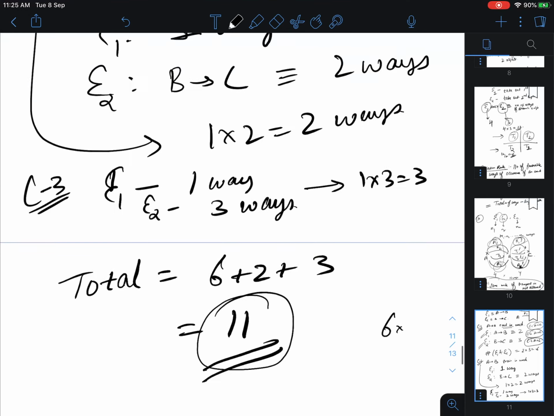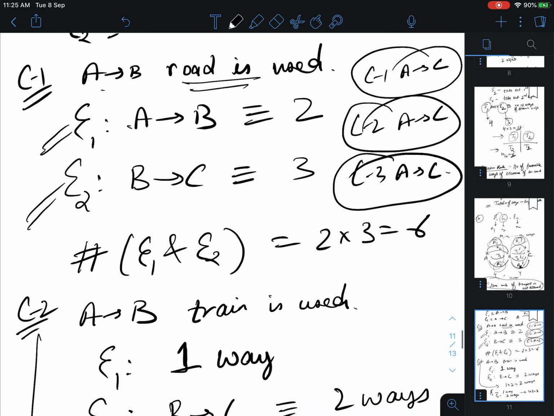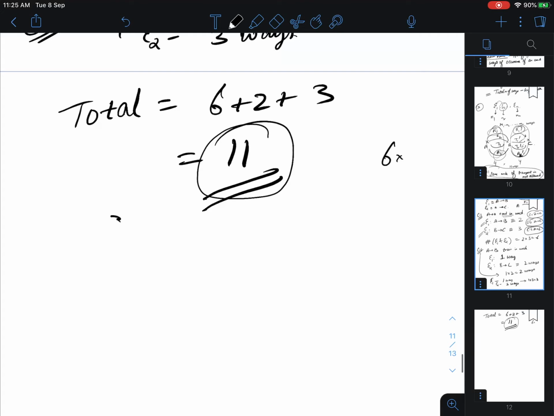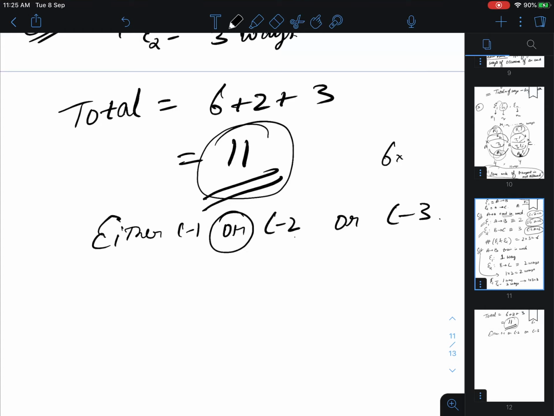You can have either case 1, or case 2, or case 3. It is not possible that case 1 can happen together with case 2, and case 2 together with case 3. That's why we are not multiplying. This is not 'and', this is 'or'. Okay, so we have 11 cases. So there are 11 options for going from A to C.